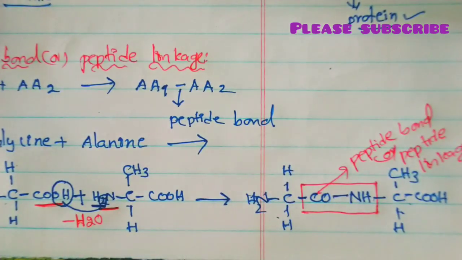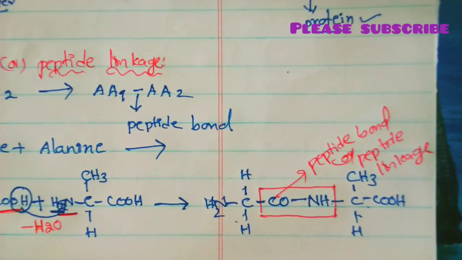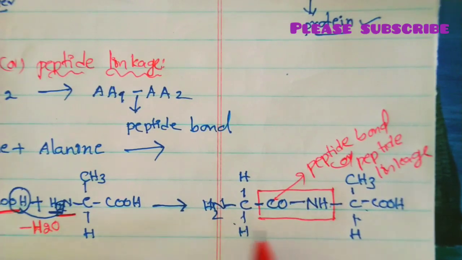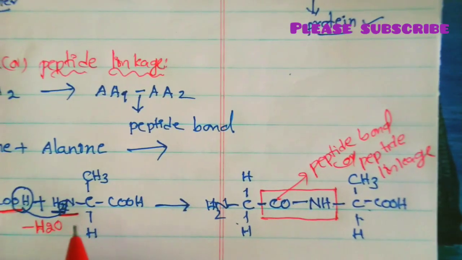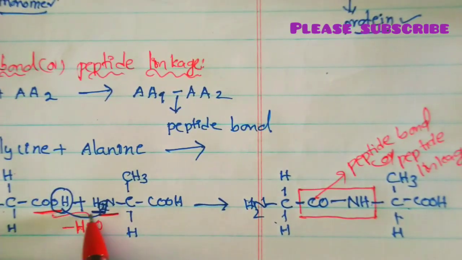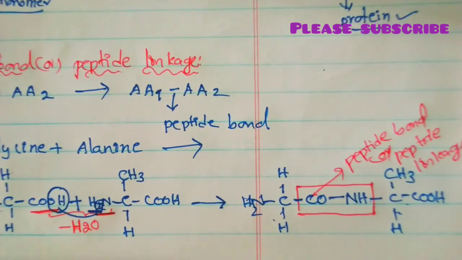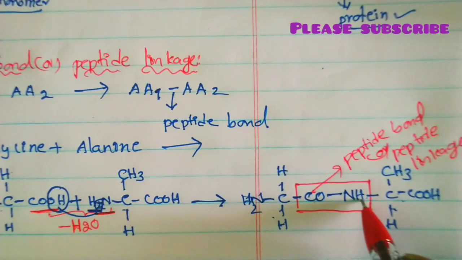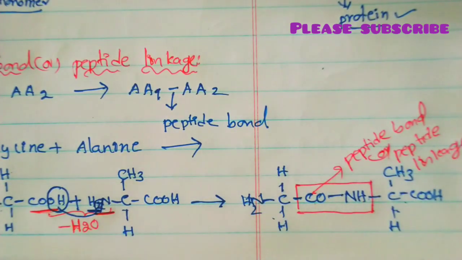Okay, do you understand this point here? What is meant by peptide bond or peptide linkage? When two amino acids are joined together by elimination of a water molecule, you will get a CONH group. This group is called a peptide bond or a peptide linkage.